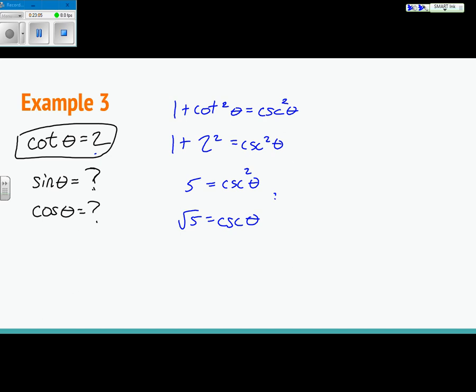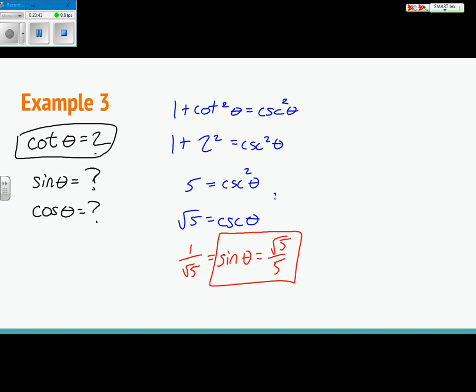Now, I'm not wanting to know what cosecant is. I'm looking for sine or cosine. Can cosecant help me get sine or cosine? I can just take cosecant and flip it, and it gives me sine, right? So if I flip it, it gives me 1 over the square root of 5. Well, way to go, Caitlin. You gave me a square root on the bottom. How do I fix that? Yeah, we got to rationalize it. Square root of 5 over 5. We got one of them.